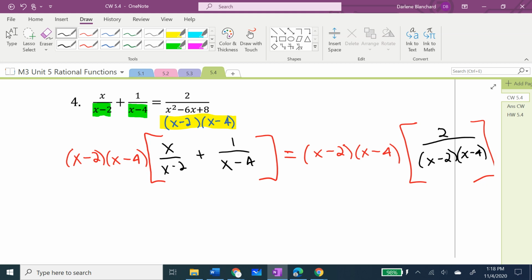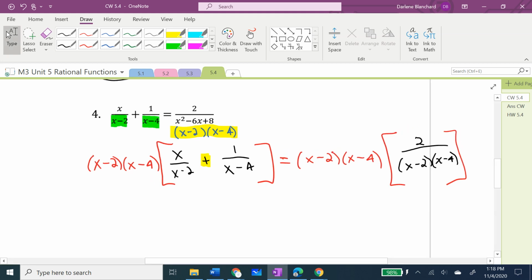All right, now, very, very important. This addition sign, I have to distribute the multiplication over that addition sign. That's the thing that people tend to miss when they're solving these equations.